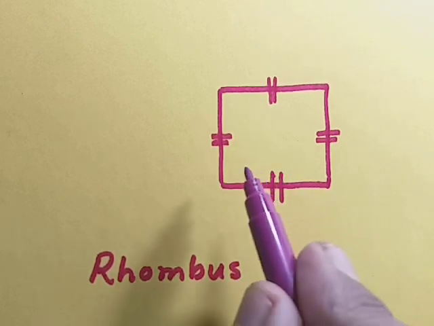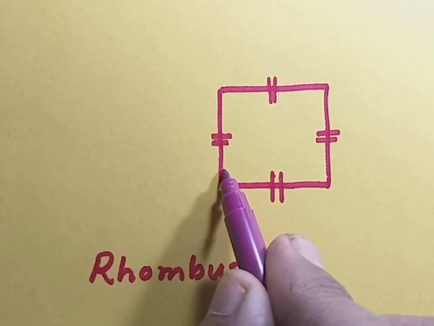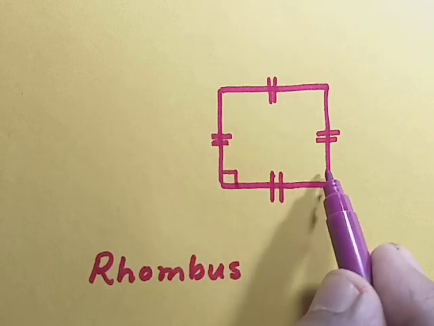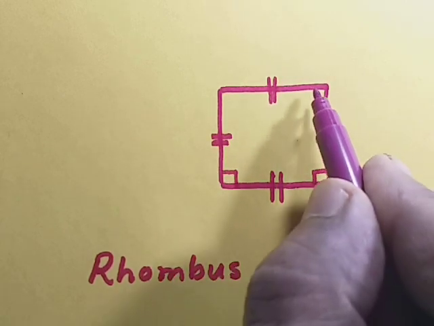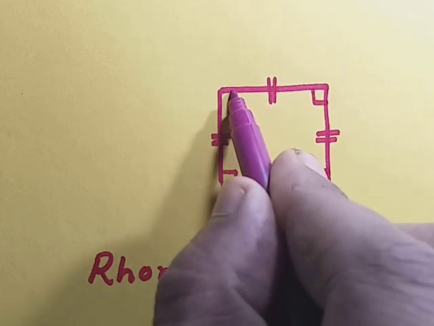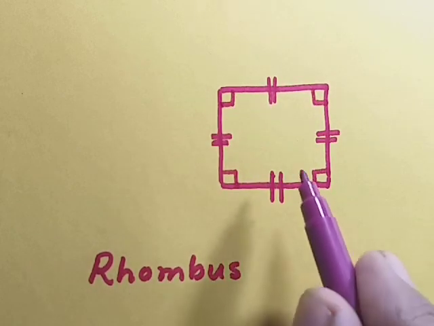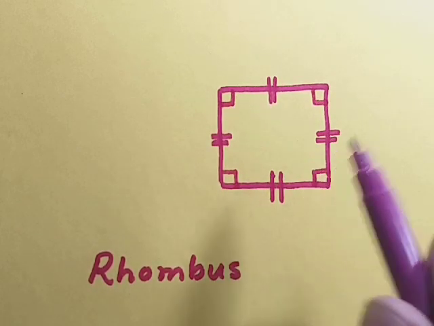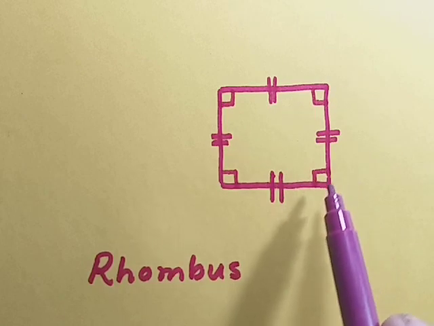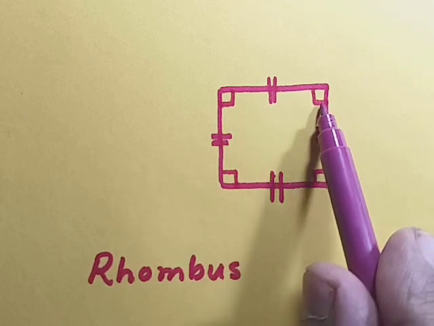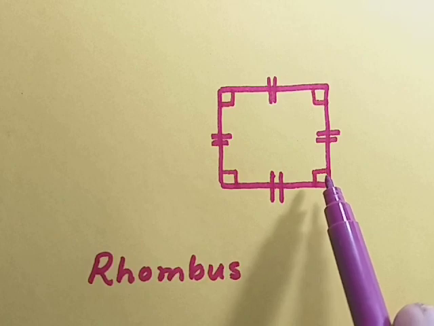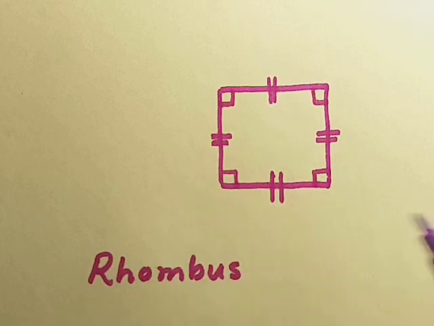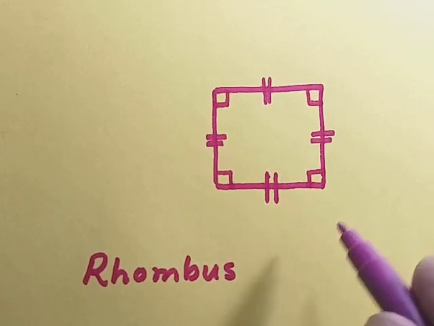It becomes a square only when all the angles are the right angles. If the quadrilateral is having all the four angles equal to right angles and all the sides are equal, then we call it a square.